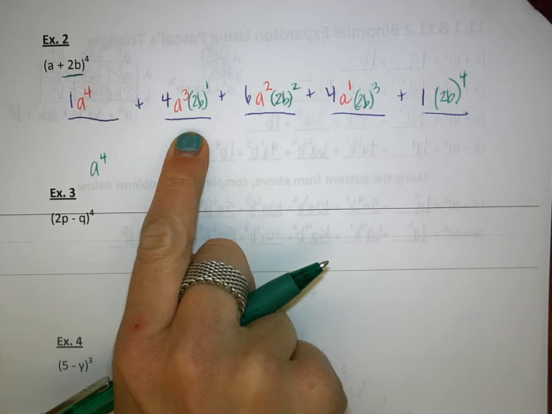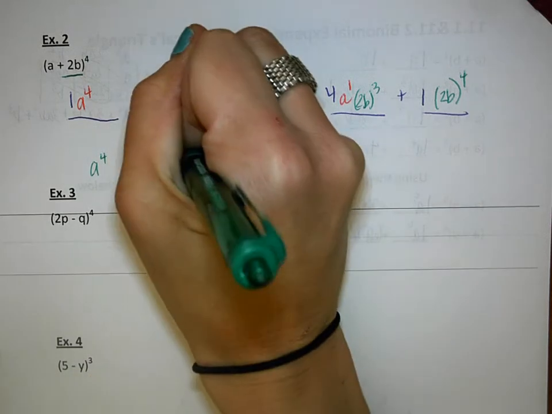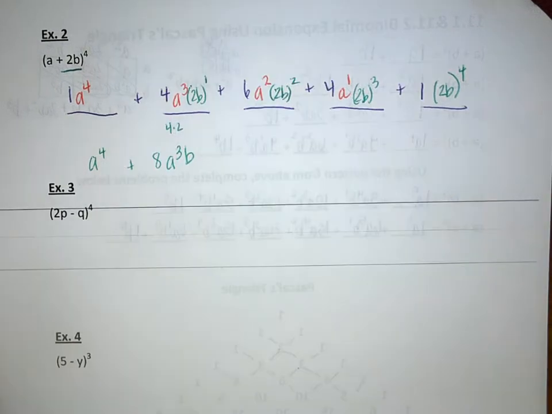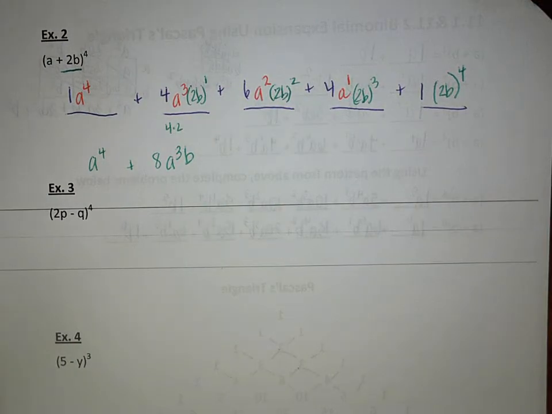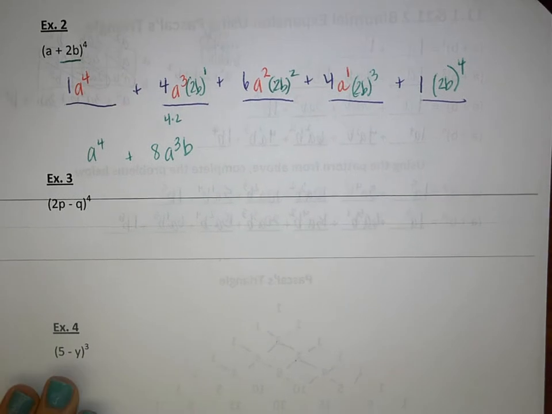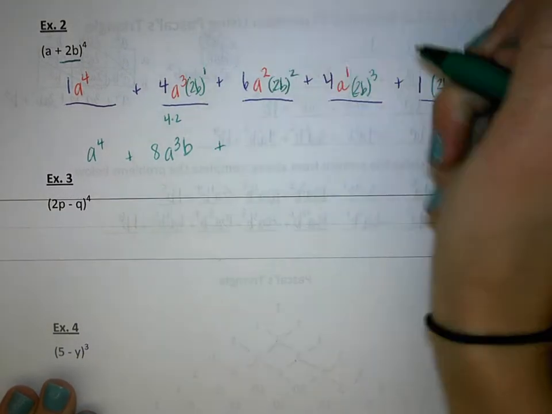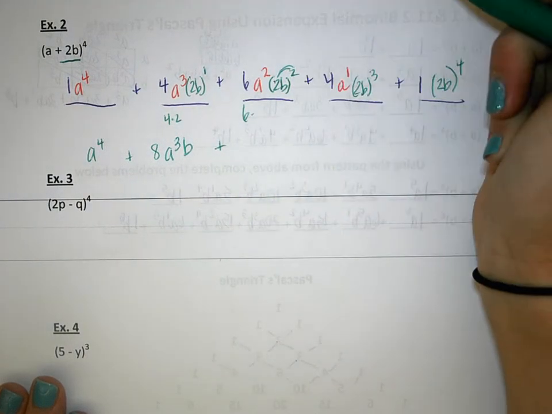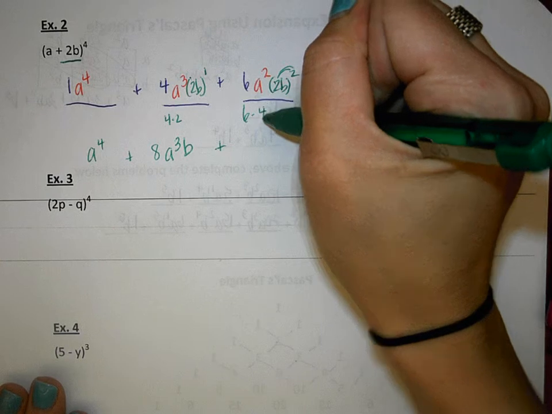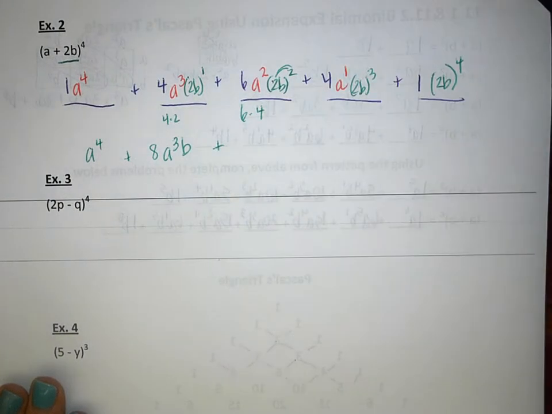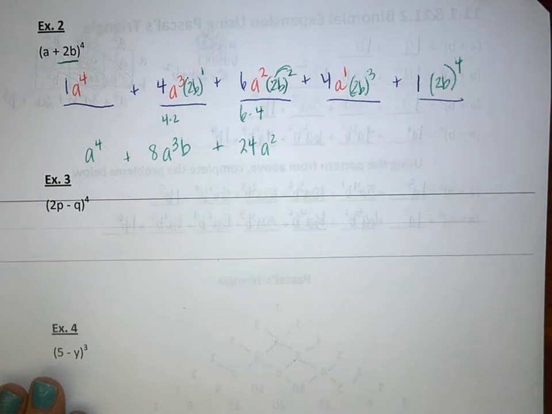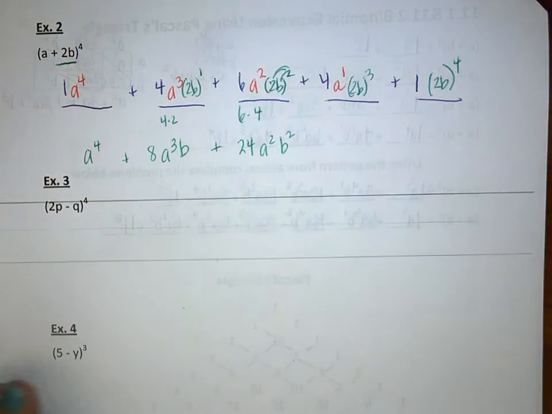So that means I just have a 2, and so we have a 4 times 2, and I end up with 8A to the third B. Plus, this one I have a 6, and then I have 2 to the second power. What is 2 to the second power? 4. So I have 6 times 4, which is 24, and then I have A to the second and B to the second, because that second power went to the 2 and the B, right?